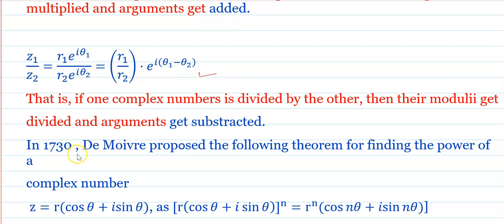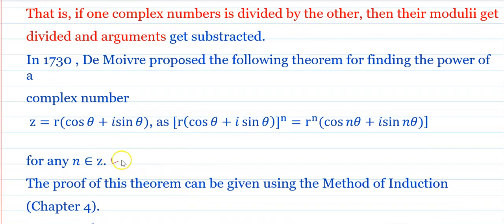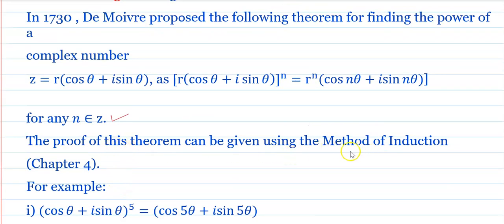In 1730, De Moivre proposed the following theorem for finding the powers of a complex number, that is Z is equal to R (cos theta plus i times sin theta), the polar form, as [R (cos theta plus i times sin theta)] raised to n is equal to R raised to n into (cos of n theta plus i times sin of n theta) for any n belonging to the set of integers. Okay, आता याचा प्रूफ तुम्हाला नेक्स्ट चॅप्टर मध्ये चॅप्टर नंबर 4 मध्ये शिकायला मिळेल. दॅट इज अ मेथड ऑफ इंडक्शन.